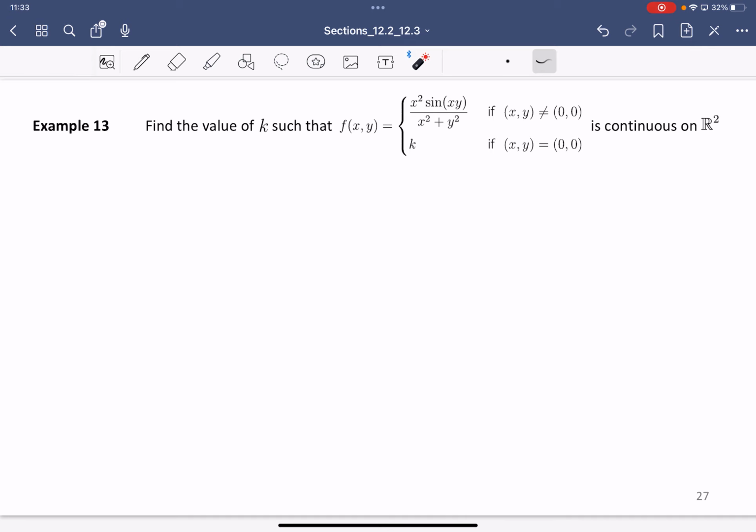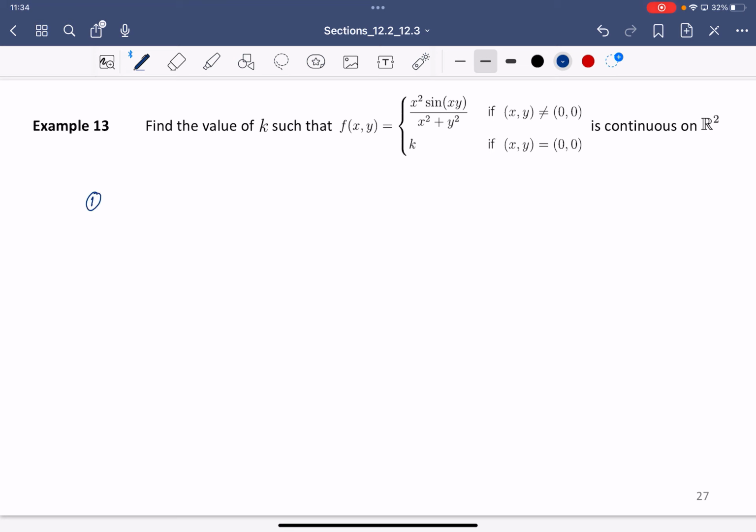All right, last one everyone, example 13. We want to find the value of k such that this function is continuous on R squared. You can see that the function is continuous everywhere already, except at (0,0), which you have to check. Other than (0,0) the function is a rational function together with polynomial and trigonometric functions, so it is already continuous. All you need is to check at (0,0) and find that k.